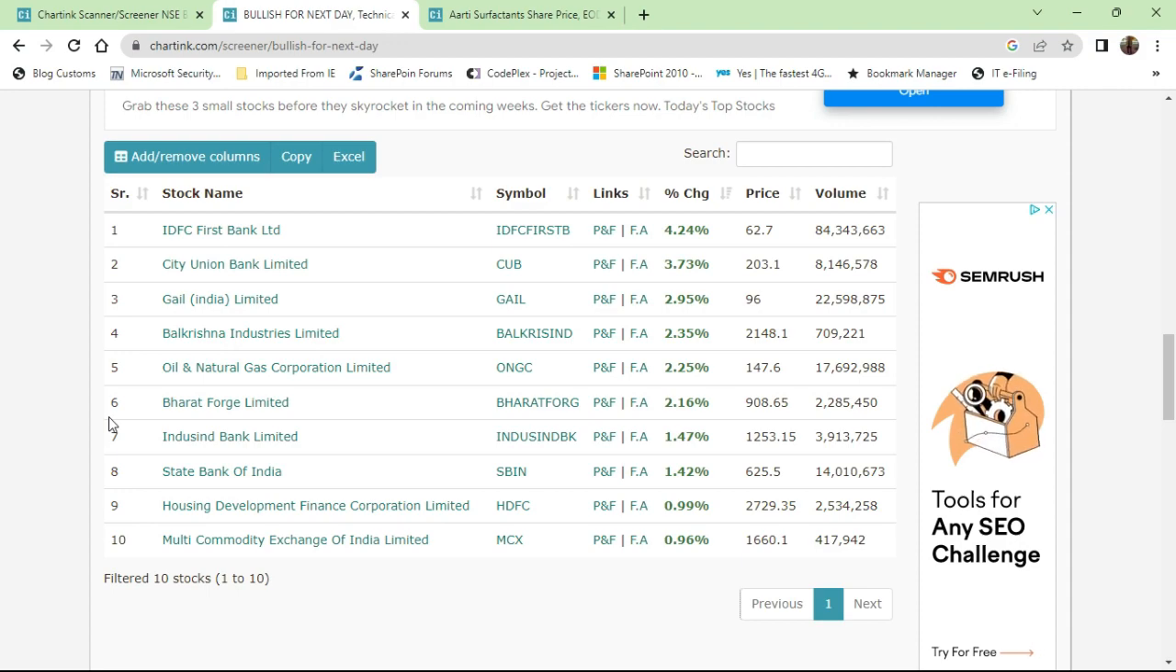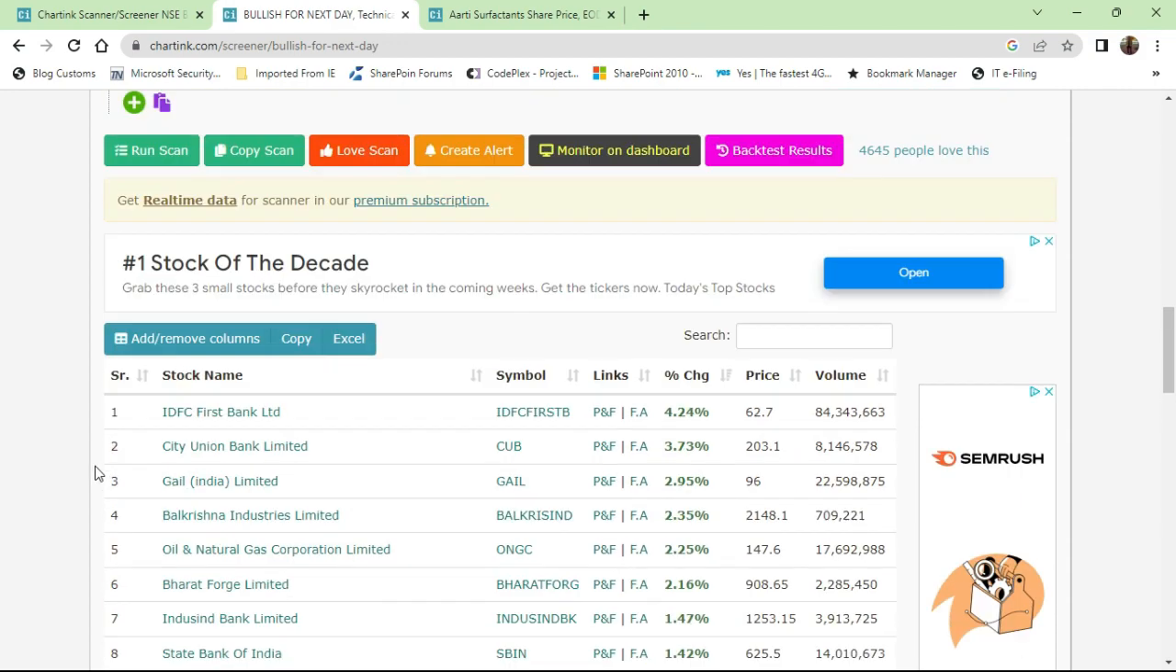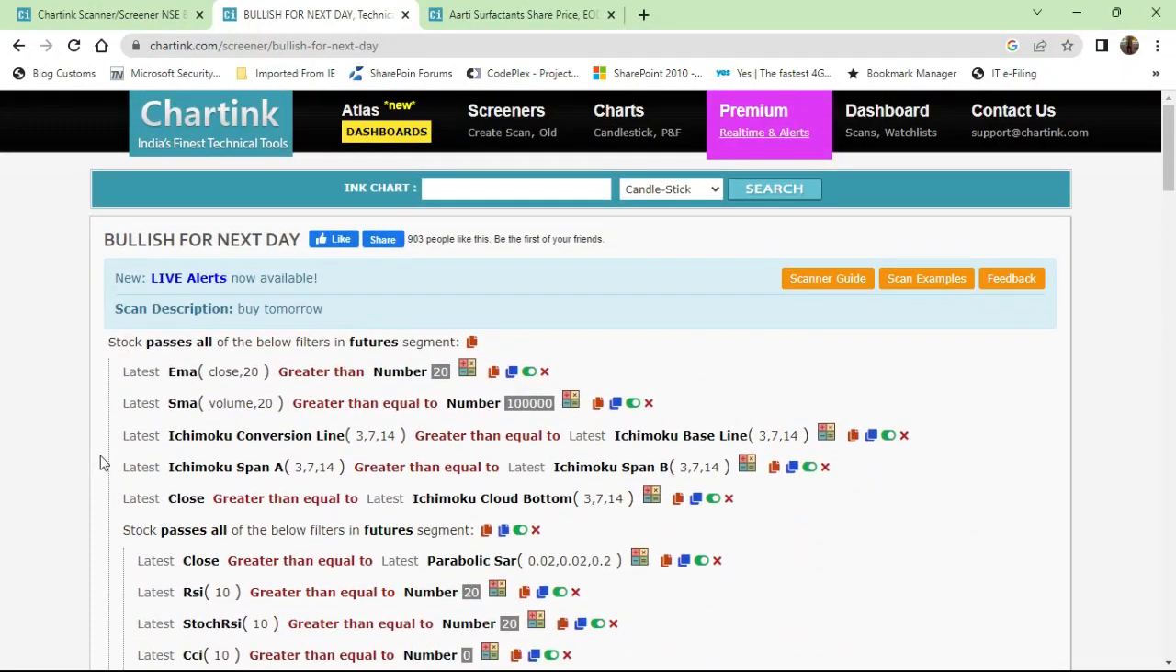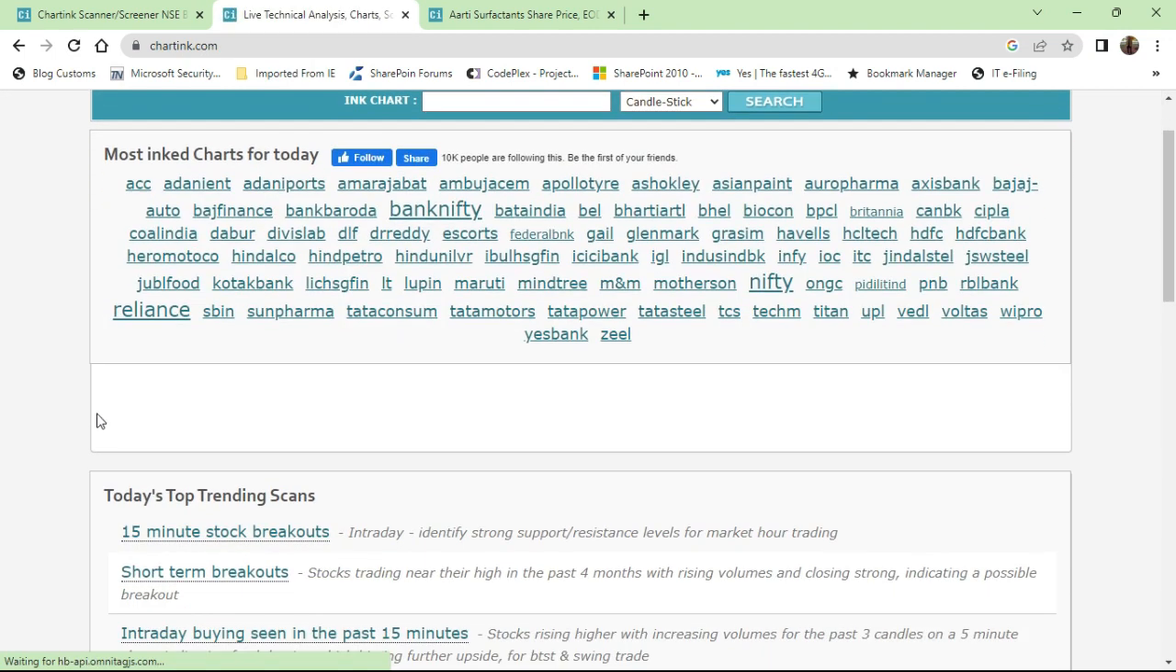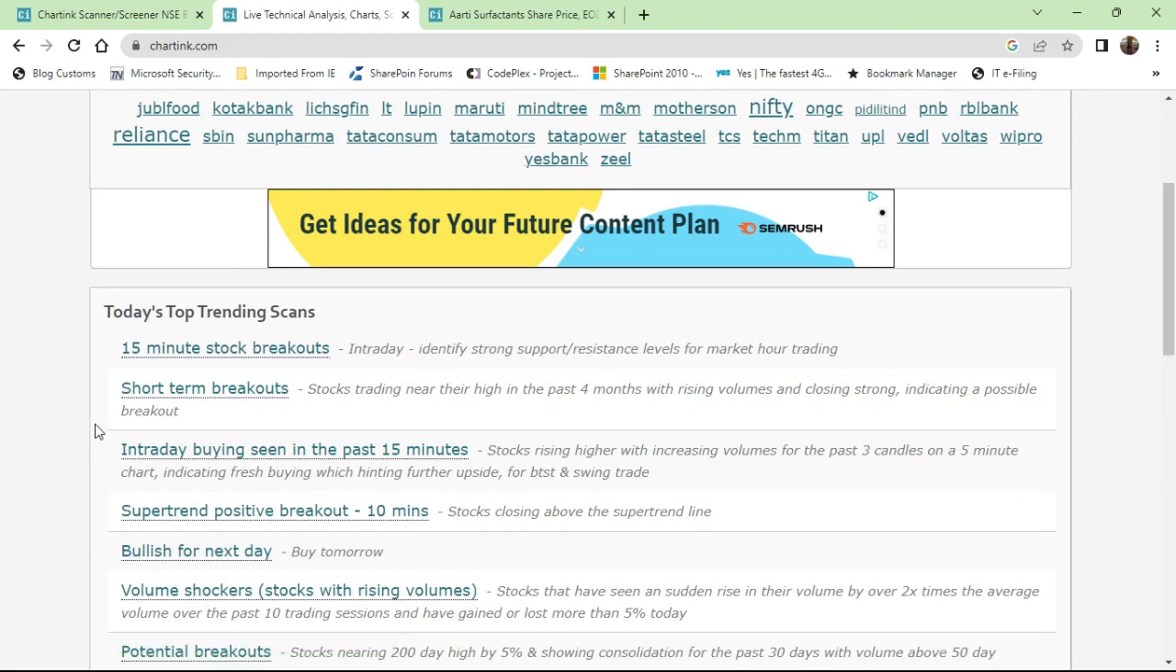So make sure you thoroughly study this charting tool and practice on it, and make sure you do back testing very well, using whichever scanners you are fond of. Build your own strategy and get good profits from the stock market.